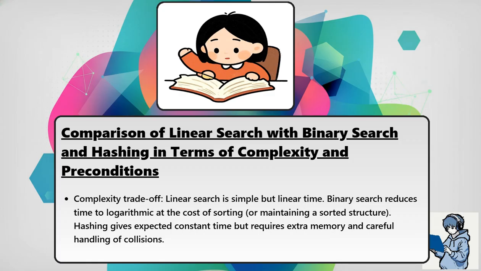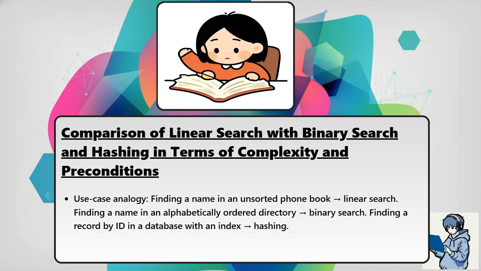Complexity trade-off: linear search is simple but linear time. Binary search reduces time to logarithmic at the cost of sorting or maintaining a sorted structure. Hashing gives expected constant time but requires extra memory and careful handling of collisions. Use case analogy: finding a name in an unsorted phone book leads to linear search. Finding a name in an alphabetically ordered directory leads to binary search. Finding a record by ID in a database with an index leads to hashing.